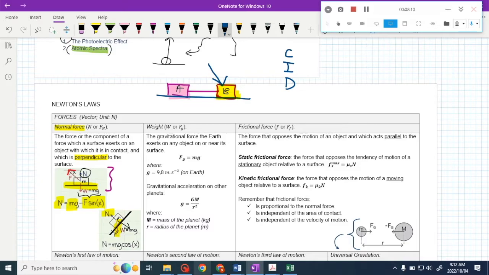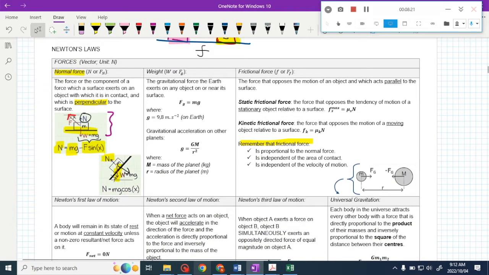So let's think about this. They asked about the friction force. On your notes, you're going to see here, I mentioned, this is taken from your exam guidelines. Remember, the friction force is proportional to the normal force. It's independent of the area of contact, and it's independent of the velocity of motion if the object is in motion. So I want to elaborate on this.